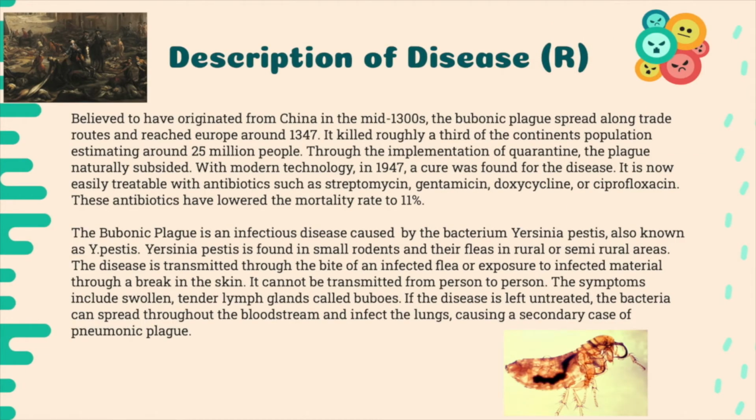Okay, so first off, the description of the bubonic plague: it is believed to have originated from China in the mid-1300s. The bubonic plague spread along trade routes and reached Europe around 1347. When it hit Europe, it killed roughly a third of the continent's population. Some would estimate around 25 million people. Through the implementation of quarantine, the plague naturally subsided, kind of like we're in right now.